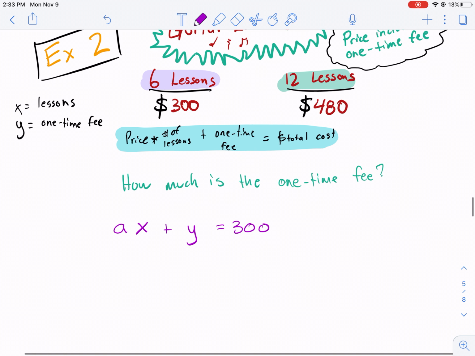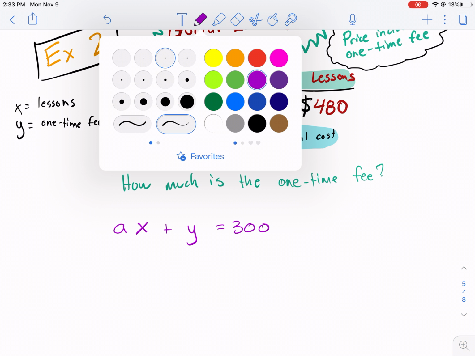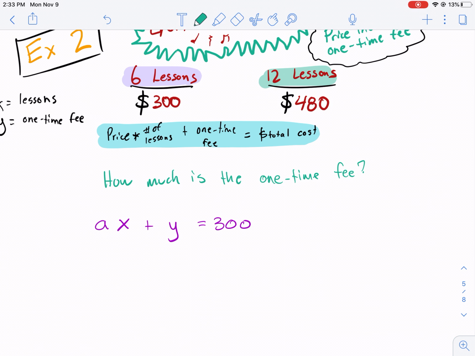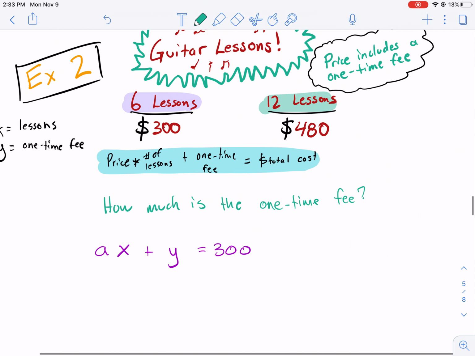Then what we're going to do is set up our green lessons. So our green lessons, we're going to say, okay, our price, which we don't know the price per lesson, we're going to say A, times the number of lessons, well, that's X, plus Y, our one-time fee, equals 480.